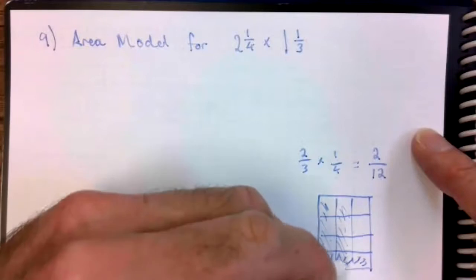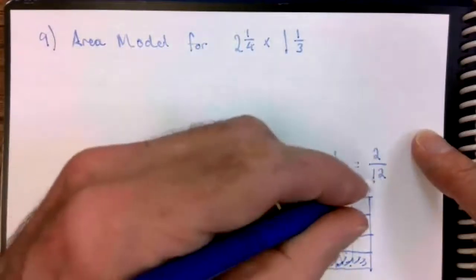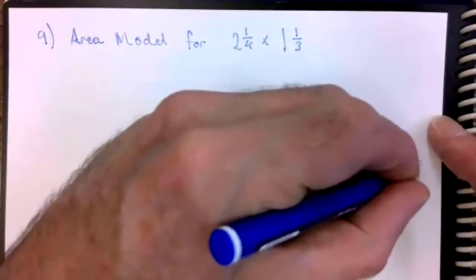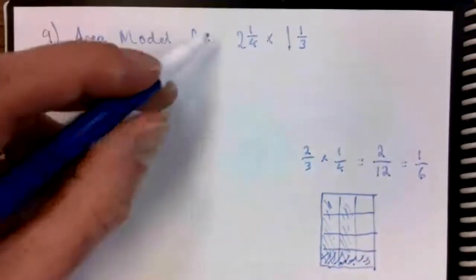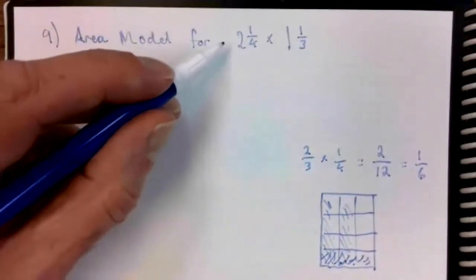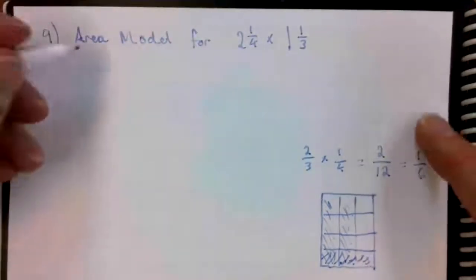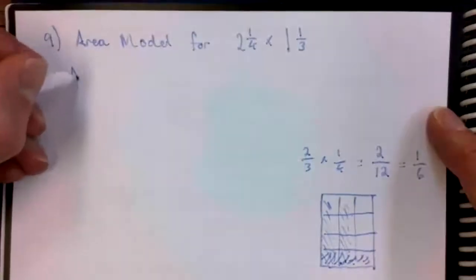So I look at the boxes that are double shaded here. So I have 2 boxes that are double shaded out of 12 total boxes, and then of course we can reduce that to 1/6. Okay. So this area model, we might want to do something kind of like that. One thing I would note here.